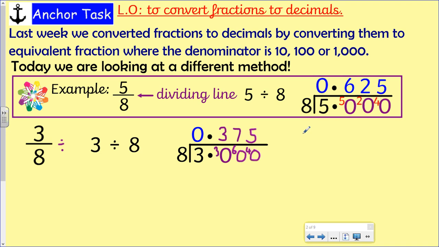So 3/8 as a decimal is equivalent to 0.375. Okay, 3/8, 0.375. Okay, that's the end of the anchor task.